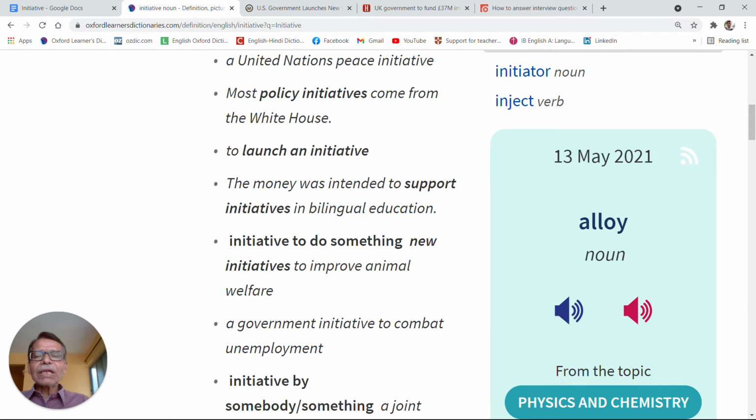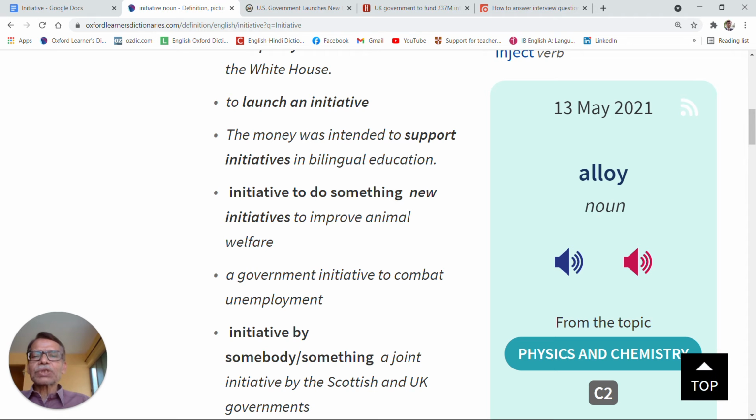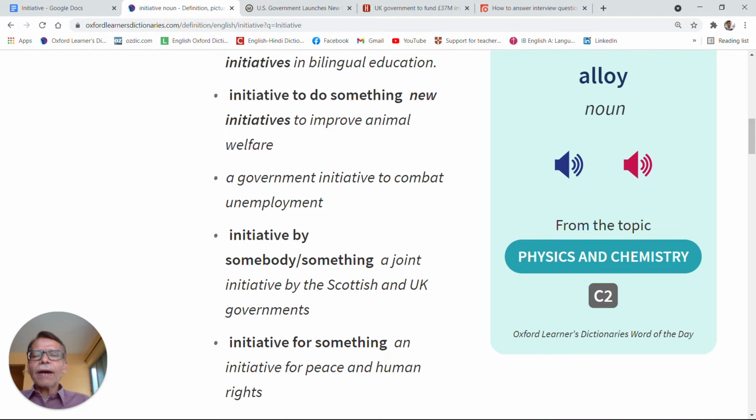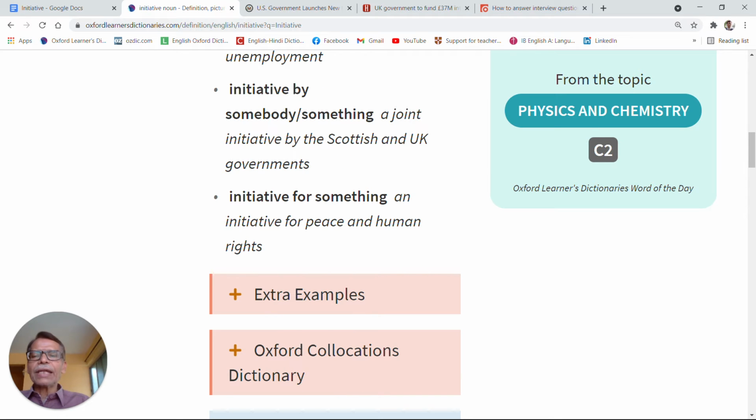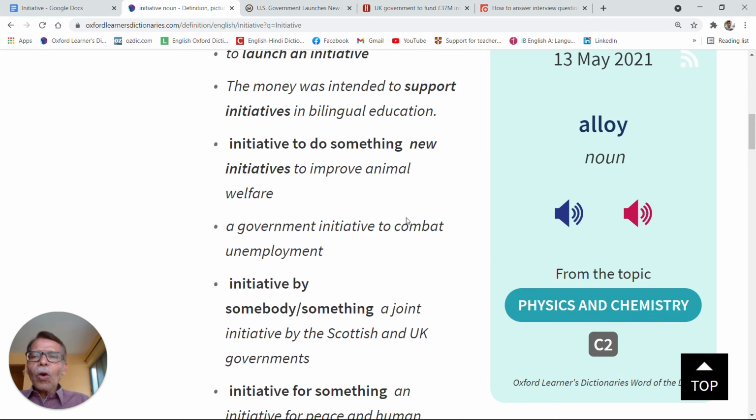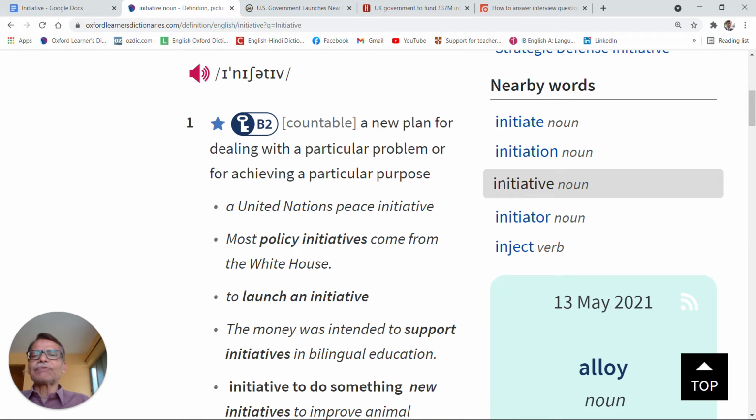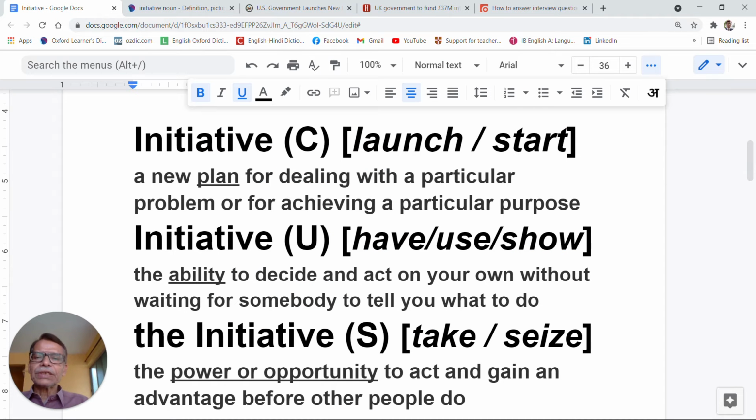Next, the money was intended to support initiatives in bilingual education. Initiative to do something, and the example is new initiatives to improve animal welfare. Again, a government initiative to combat unemployment. Initiative by somebody, something, a joint initiative by the Scottish and UK governments. Initiative for something, an initiative for peace and human rights. All these examples are related to the definition number 1, which you find here written in bigger fonts. A new plan for dealing with a particular problem or for achieving a particular purpose.